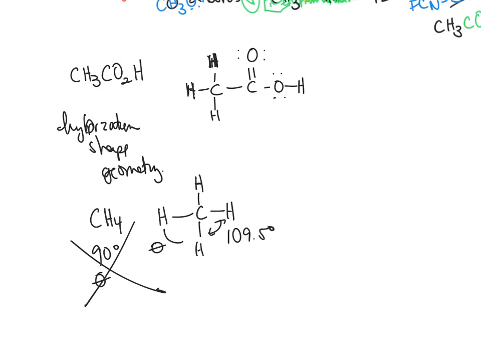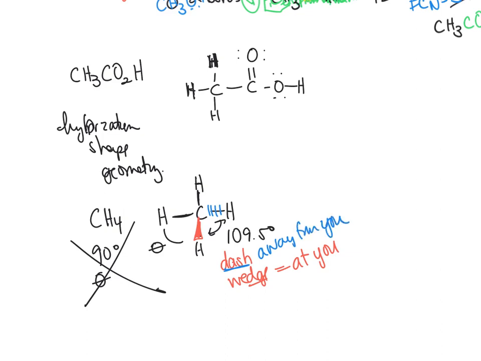So what's happening is you have these hydrogens in the same plane, but you have one hydrogen that's coming at you. So the wedge is at you. So it's pointing at you. And then you have this dash, and it's going away from you.